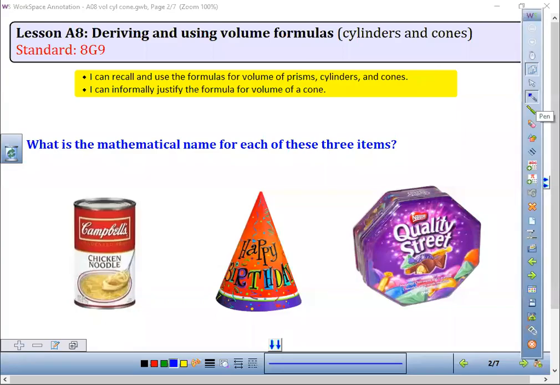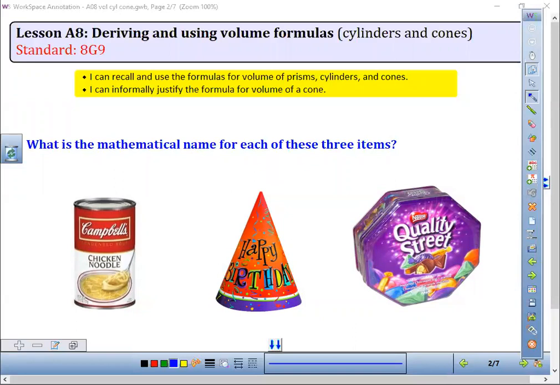This is a recording of Lesson A08, Deriving and Using Volume Formulas. This video lesson will only cover cylinders. You will have a different video lesson on how to do cones. So just so we know by the end of this lesson what we should be able to do, you should be able to recall and use the formulas of volumes of prisms and cylinders. Again, in the next video lesson, you'll be able to use the volume formula and recall the volume formula for cones.